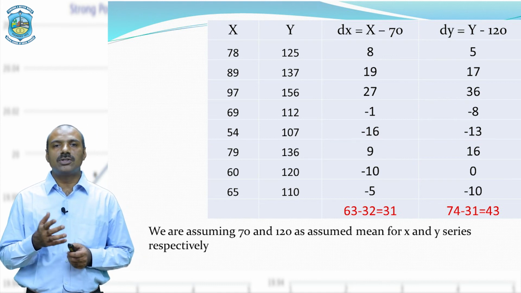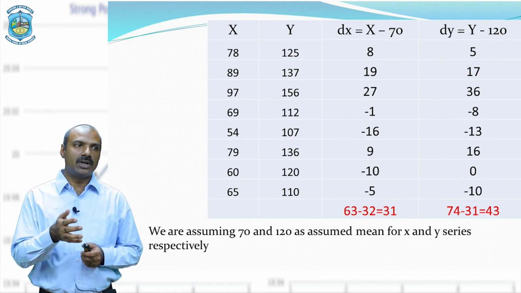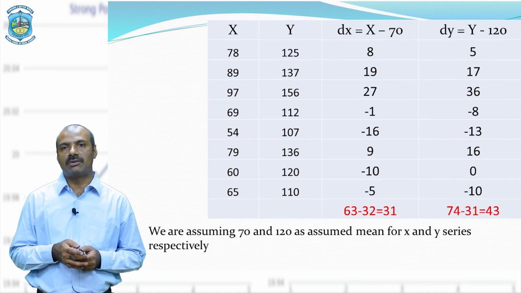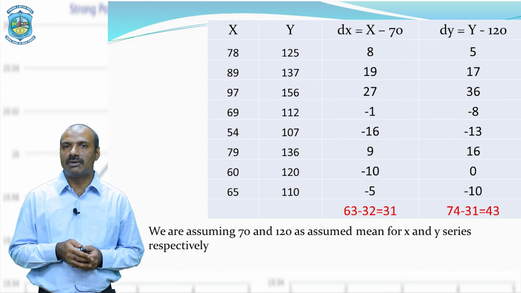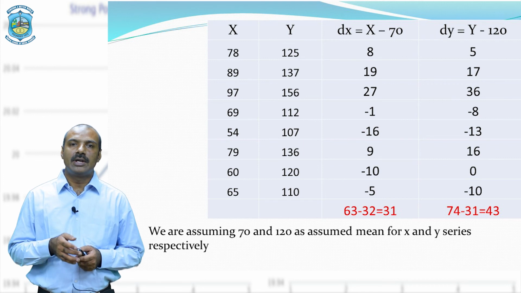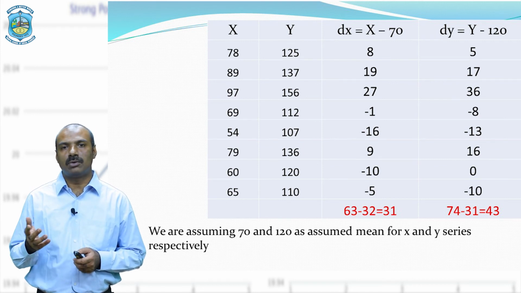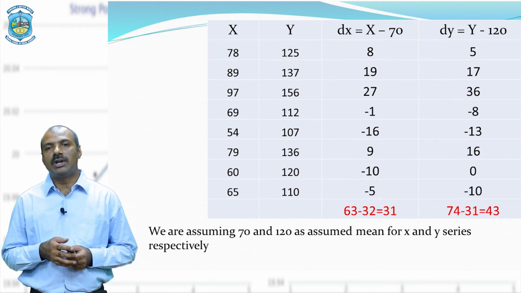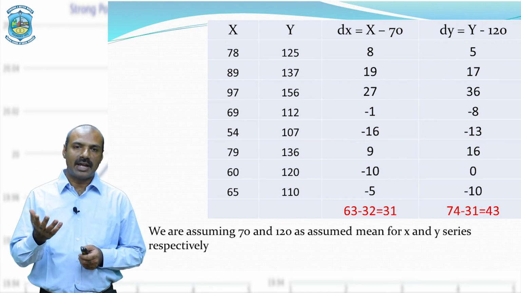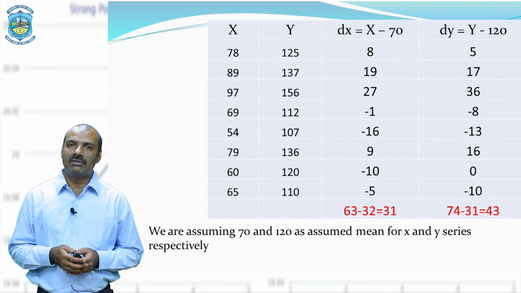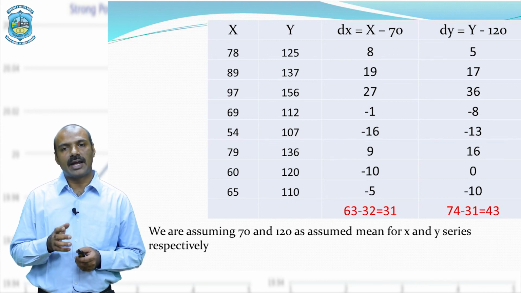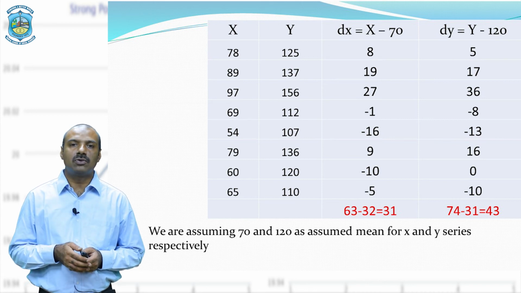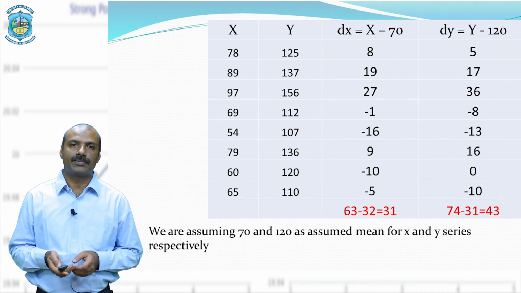For the y series, we can assume any value, but for this particular numerical, we are assuming 120 as our assumed mean. It means we have to subtract 120 from all the given values of y. The first value under y is 125, so 125 minus 120 comes out to be 5. 137 minus 120 comes out to be 17. Likewise, we can subtract 120 from all the given values of y. After calculating deviations, we have to find the sum of dx and dy, which comes out to be 31 and 43.